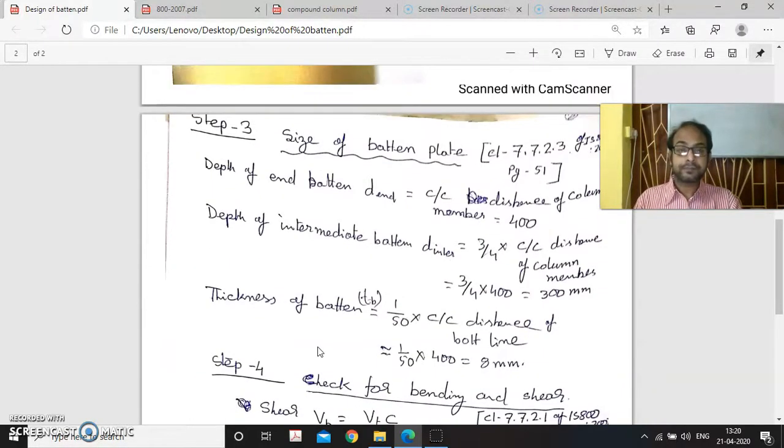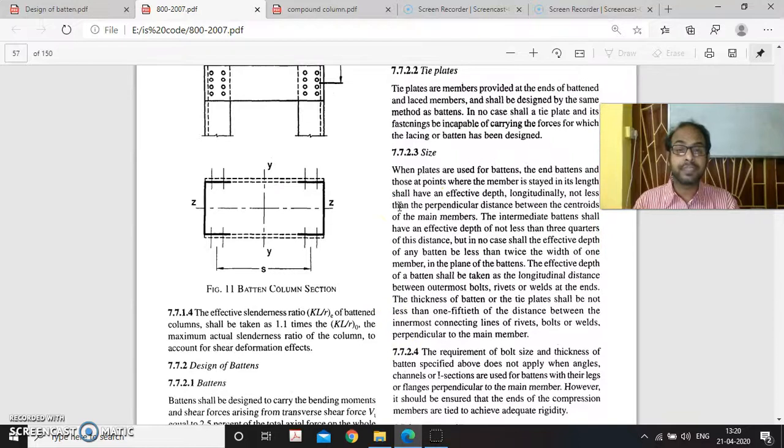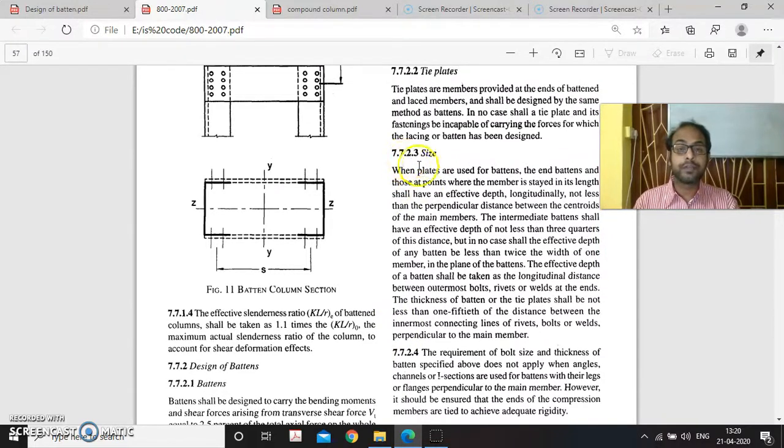So now in step 3, what we have done, the size of the batten plate has been decided from the provision of the code. So the first provision of the code is given in 7.7.2.3 for the size of the batten plate. Let us come to 7.7.3, size of the plate. This one is 7.7.2.3.